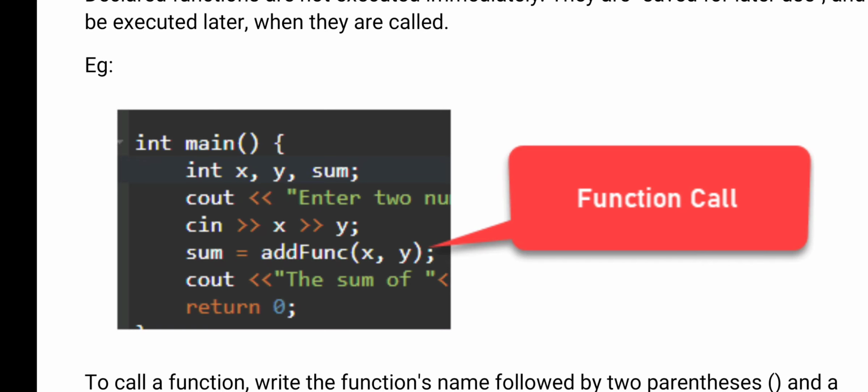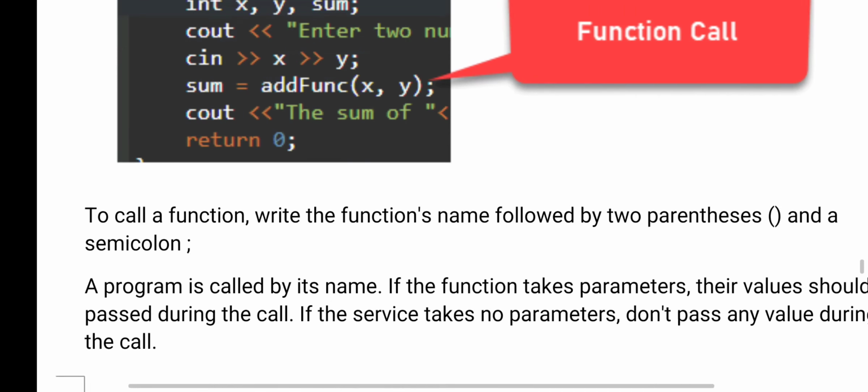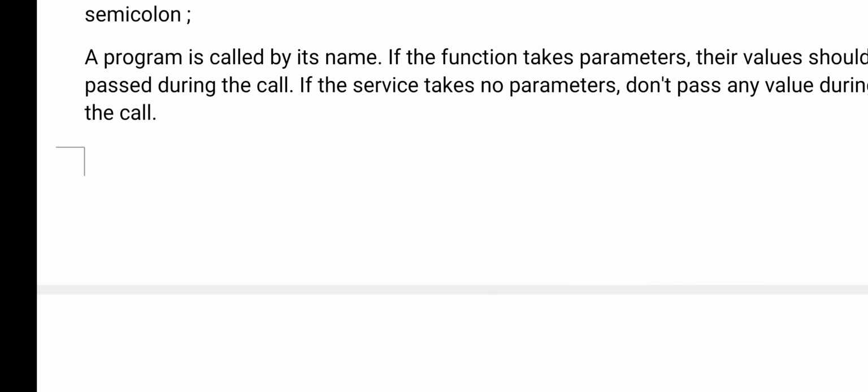So when you call the function by passing the values, here we are passing x comma y. Whatever values you have stored in x comma y will be given to the parameters. So this is called function calling. The main function will call the user defined function by passing the values. When you call the function, at that time only the function will be executed.